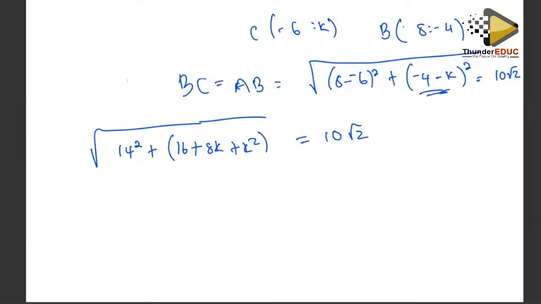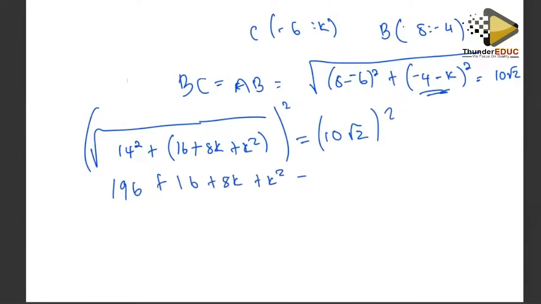Okay, I'm just opening this square bracket. Then I need to square both sides to get rid of the root sign. So 14 squared is going to be 196, plus 16 plus 8K plus K squared must give me 100 times 2, which is 200.